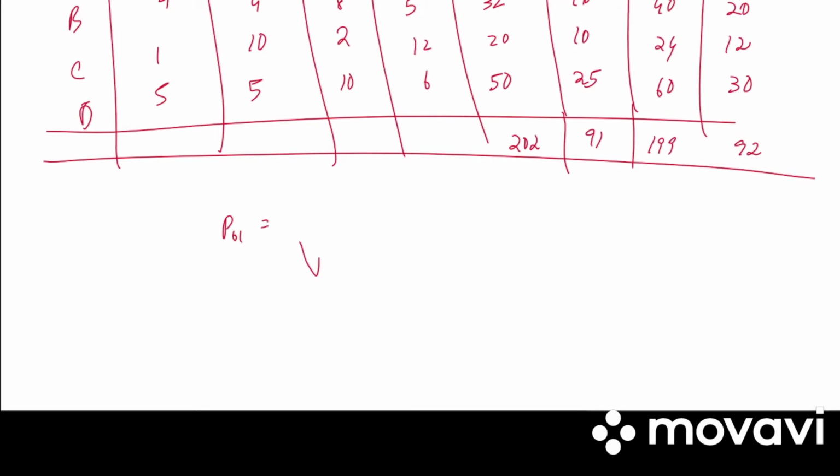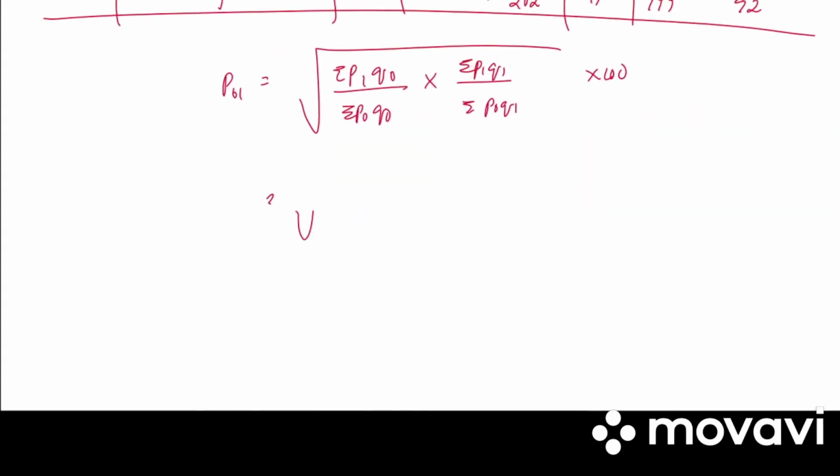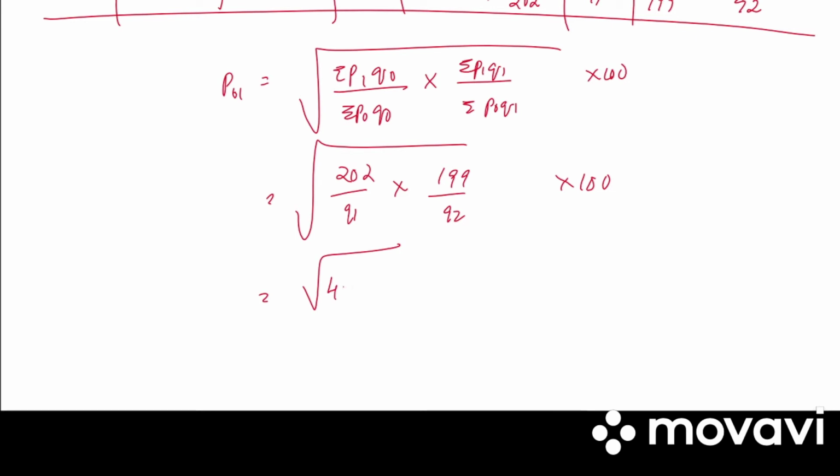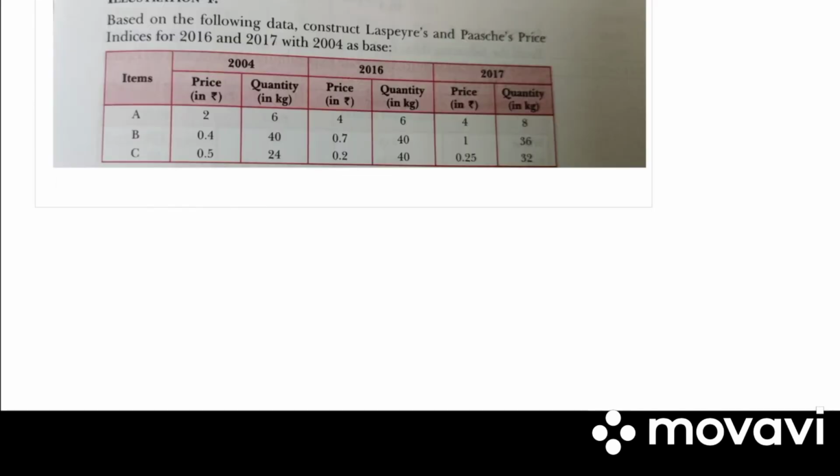So P01 is equal to square root of summation P1 Q0 divided by summation P0 Q0 into summation P1 Q1 divided by summation P0 Q1 into 100. So 202 divided by 91 into 199 divided by 92 into 100. Square root of 4.8015 into 100. 2.1912 into 100, that is 219.12. Next, let's go on to illustration 4.